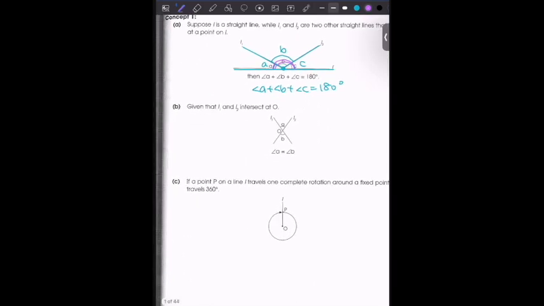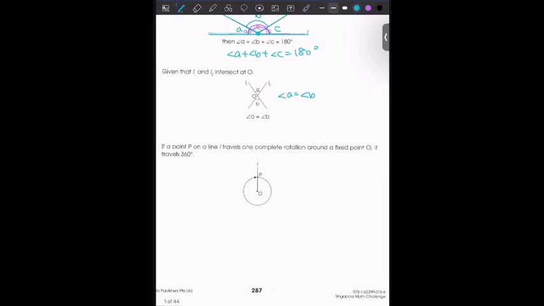Then also, our second scenario is that given that L1 and L2 intersect at the point O, we're going to have an angle A and B, and so angle A is going to be equivalent to angle B in this case. And so these two angles are going to be equivalent and they're facing each other.